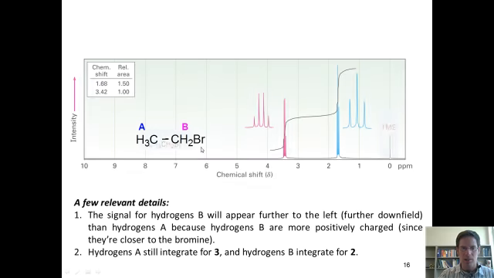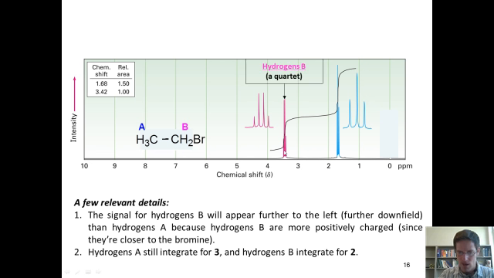Does that make sense? Now, regarding integration, we can see that hydrogens A still integrate for 3 and hydrogens B will integrate for 2. So here's the hydrogen NMR for this compound. Which signals belong to which hydrogens? Well, as expected, hydrogens B once again appear further downfield right here.